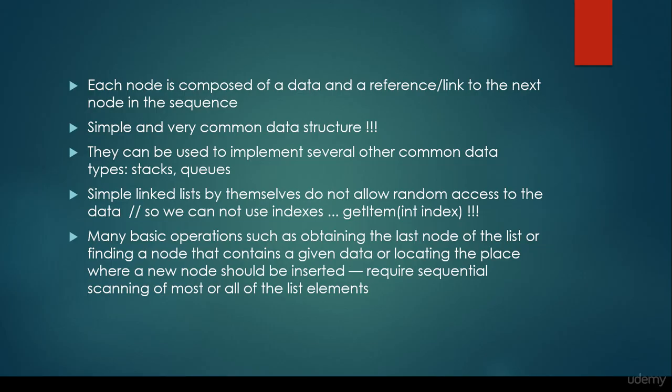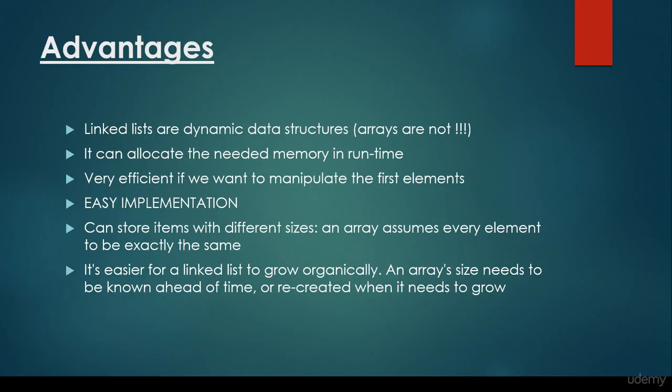Many basic operations, such as obtaining the last node of the list, finding a node that contains given data, or locating the place where a new node should be inserted, require sequential scanning of most or all of the list elements. So we have to iterate through and visit all the nodes in the linked list in order to find an item, for example, or remove an item. Of course, if we are manipulating the first item of the linked list, unlike arrays, it's going to be very fast. So what are the advantages of linked lists?